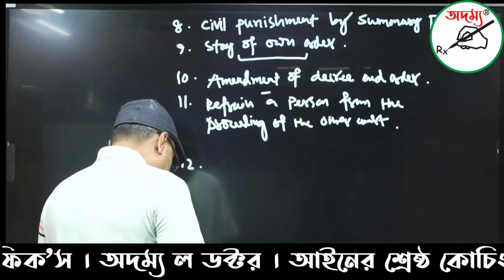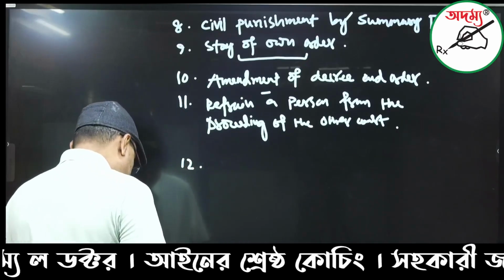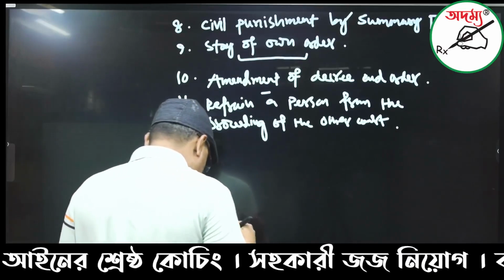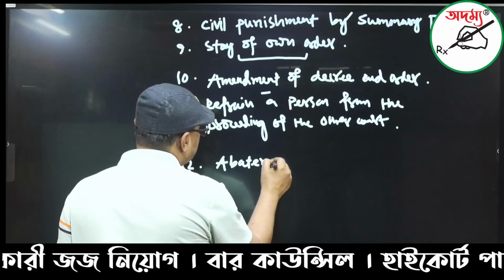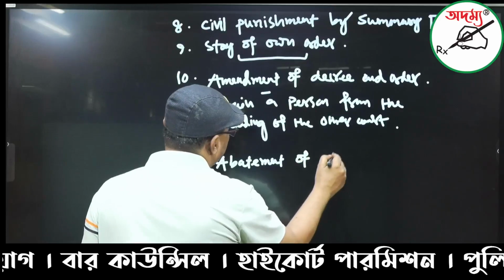And number 12, this is very much important. This is the void order. This is the abatement, you know. So what exactly is the abatement of void order?